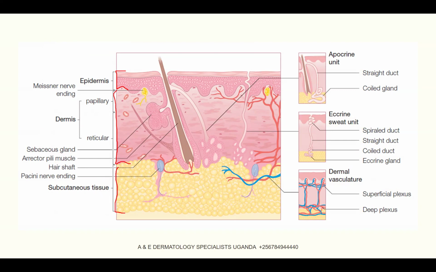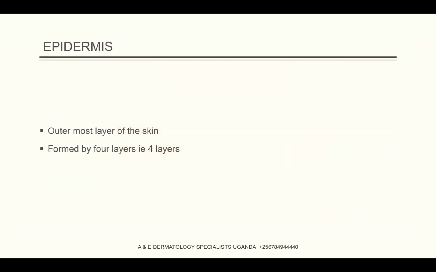So when you zoom in to look at now the epidermis as the outermost layer of the skin, it also further has 4 more layers. Interesting. Eh? So we've said earlier that the skin has majorly 3 layers, and now we are saying the epidermis itself has now 4 more layers.